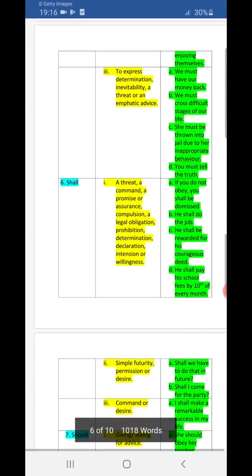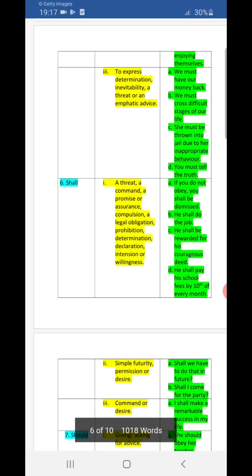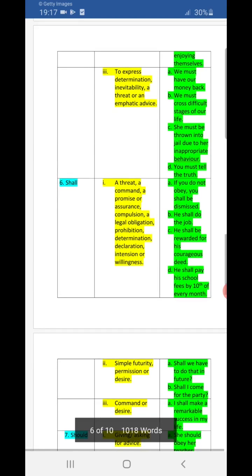Next, number C. He shall be rewarded for his courageous deed. So here a kind of declaration has been made that he shall be given something. Here he shall be rewarded for his courageous deed.